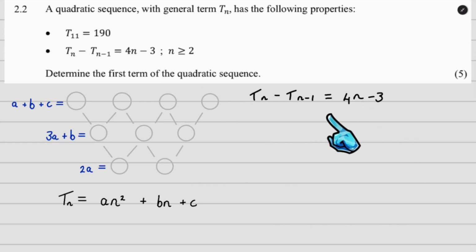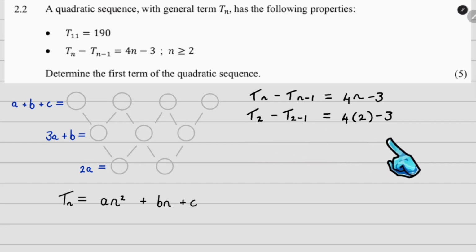So I'm going to replace these 3 n's with 2. Okay, and then I'm going to simplify that a little bit. 2 minus 1 is just 1. 4 times 2 is 8. 8 minus 3 will give me 5. And that 5 is going to be my first number over here.